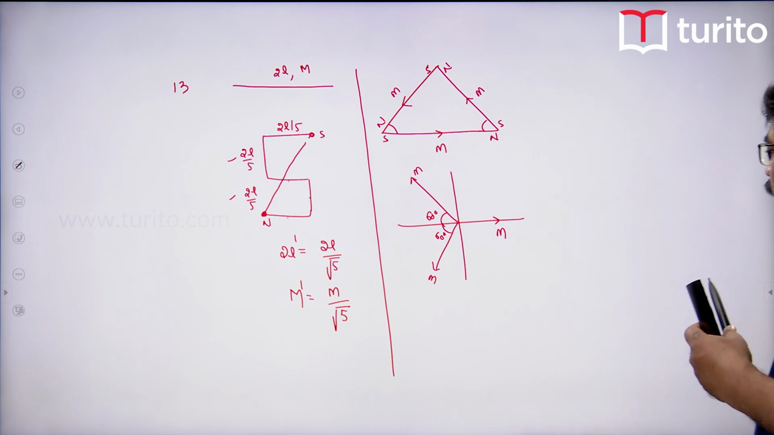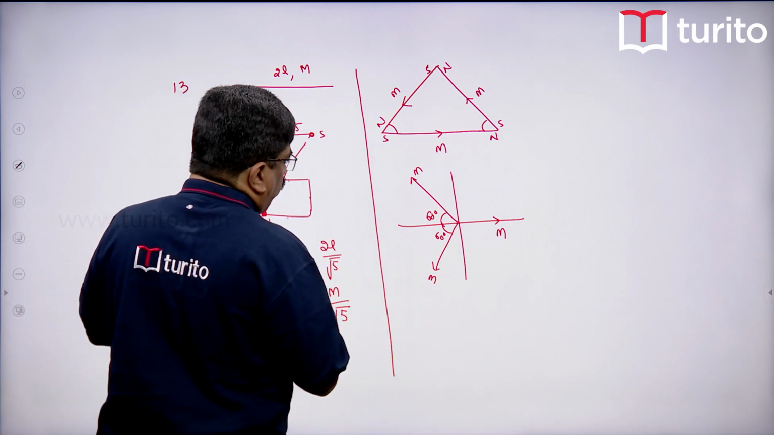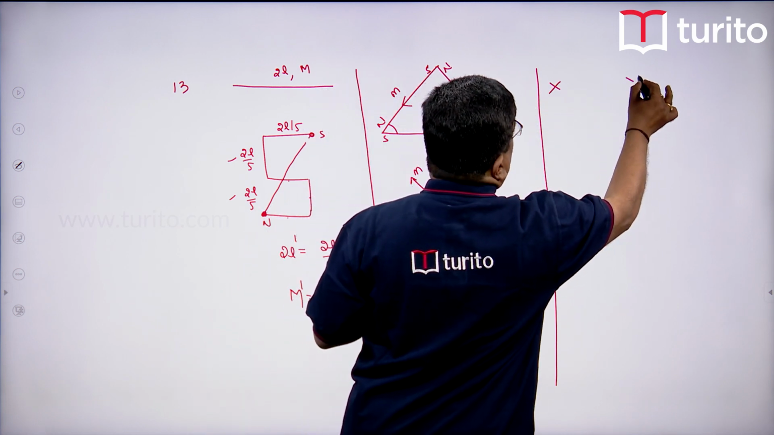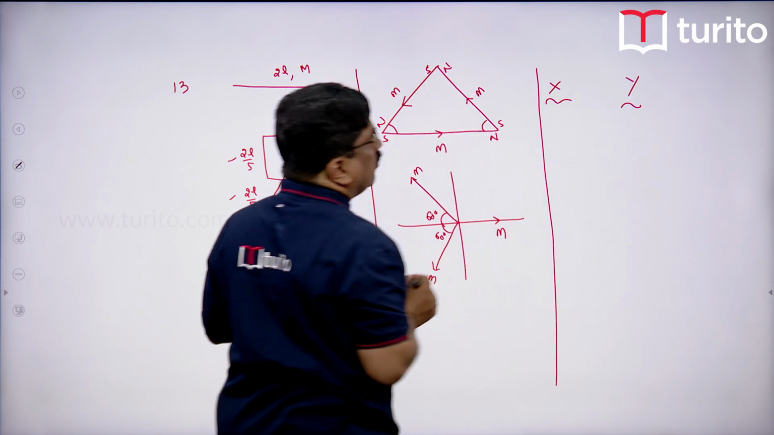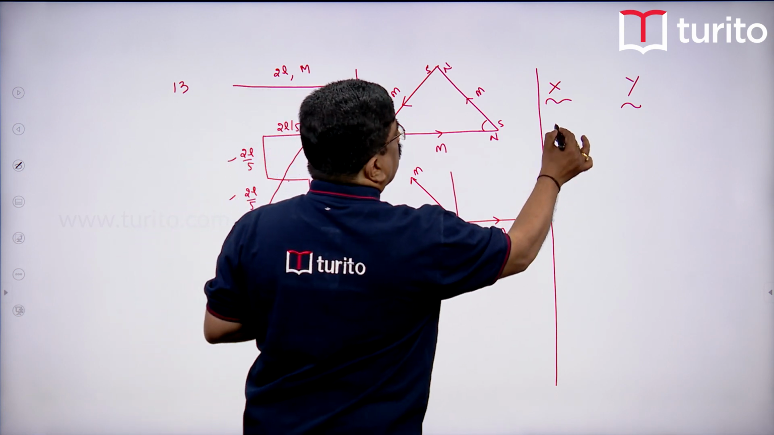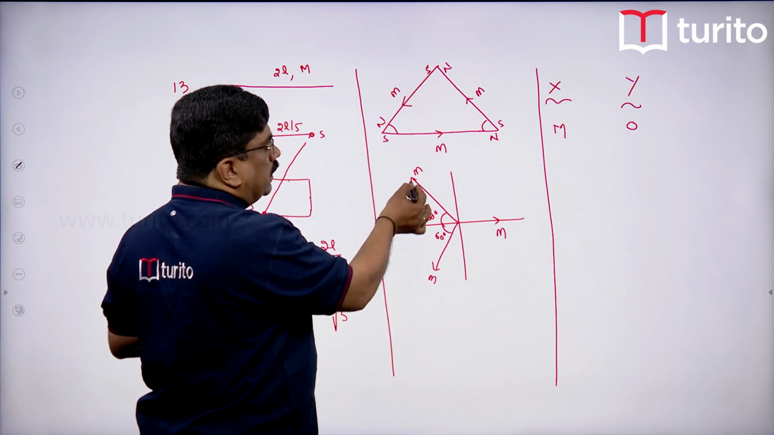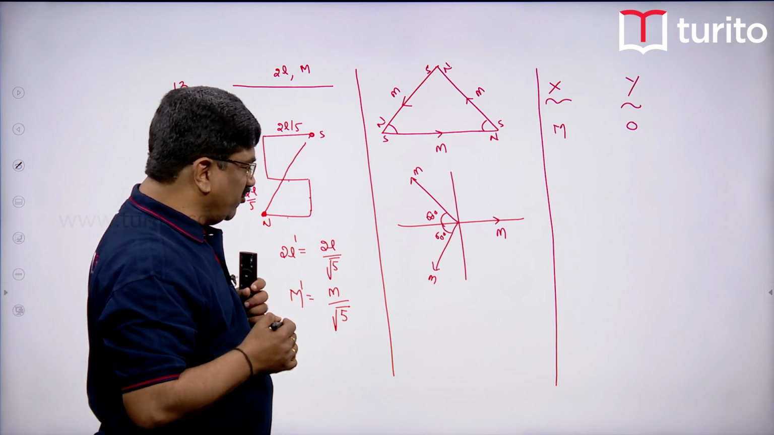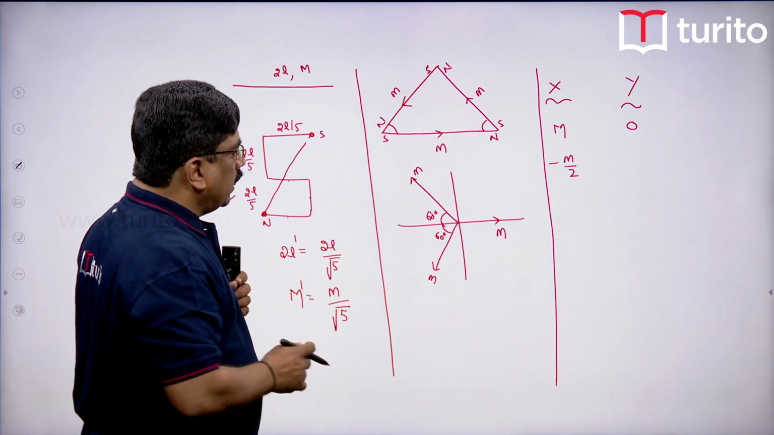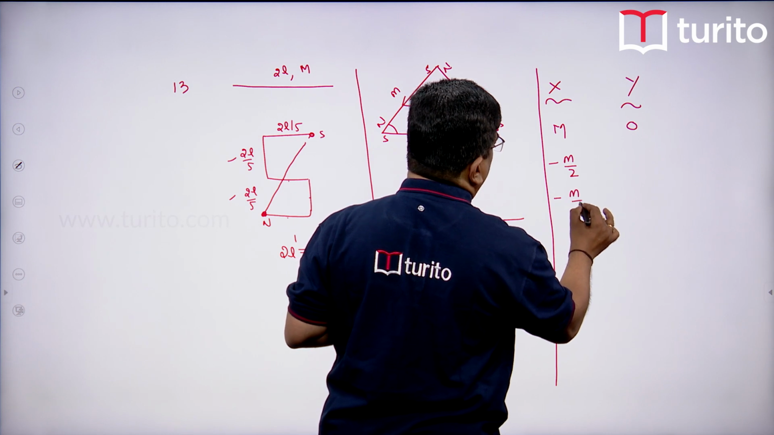I hope you are thinking about how to resolve this into vectors. First of all, we have to resolve all the vectors into components, x component and y component. If you take this one, the x component is m, the y component is 0. For this one, the x component is minus m cos 60, which means minus m by 2. And for this one, the x component is minus m cos 60, which means minus m by 2.